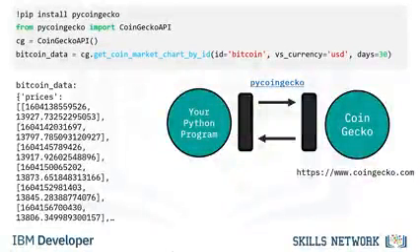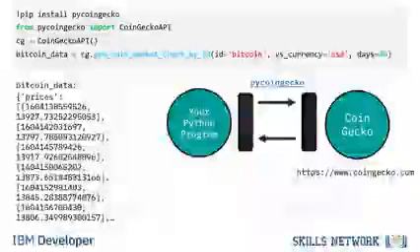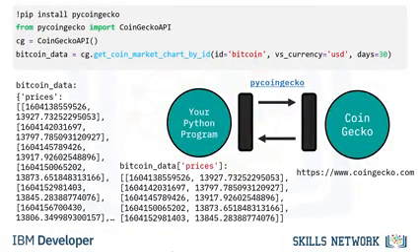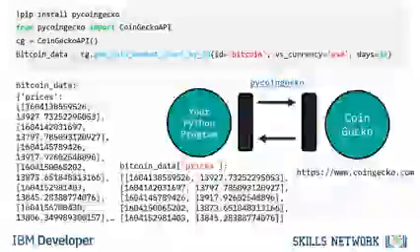In this case, our response is a JSON file expressed as a Python dictionary of nested lists, including prices, market caps, and total volumes, which contain the Unix timestamp and the price at the time. We are only interested in price, so that is what we will select using the key prices.